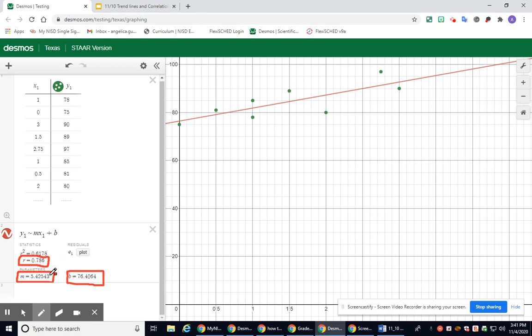M is going to represent our slope. So when we write the equation, we can round to the nearest hundredth. Same for our y-intercept here. Okay, we can round to the nearest hundredth.